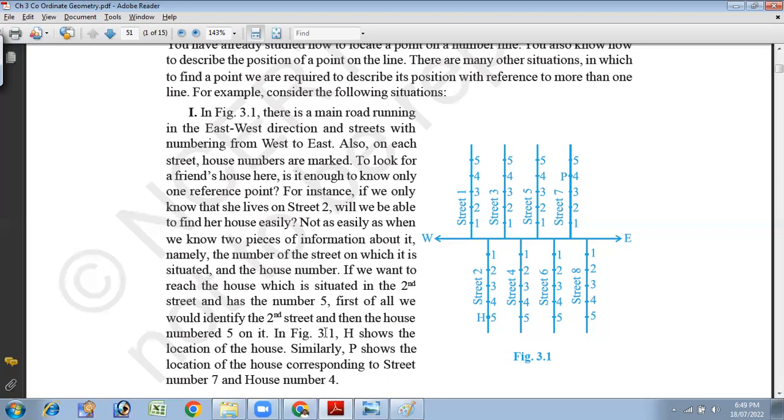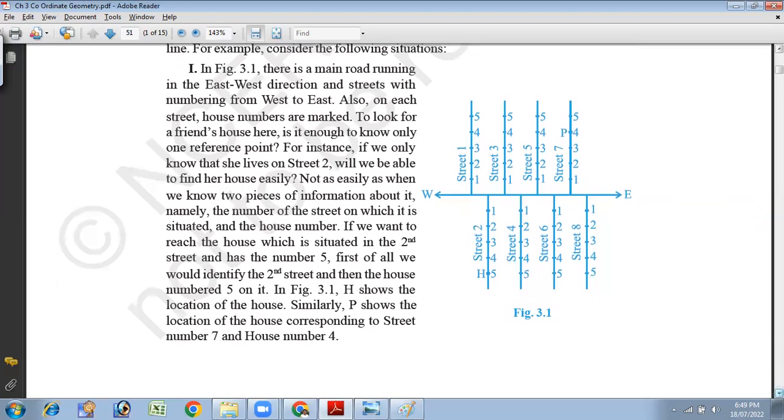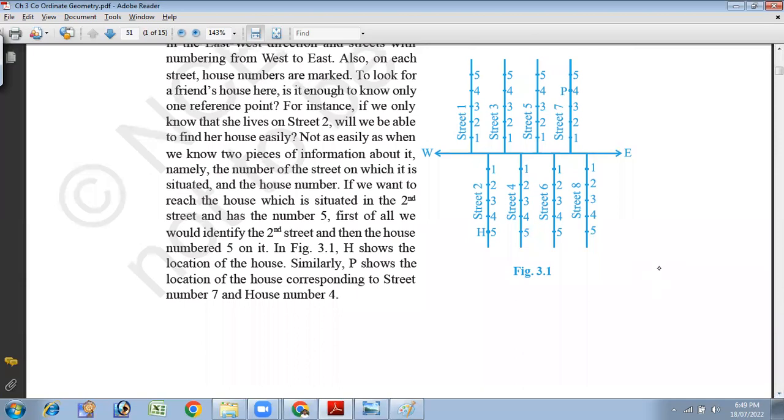Like in figure 3.1, H shows the location of the house. What does H show? The location of the house. Similarly, point P shows. Now where is point P? Look here, where is point P? Here. Now you can say that it is on street number 7 and house number 4. In this way we can find the location.